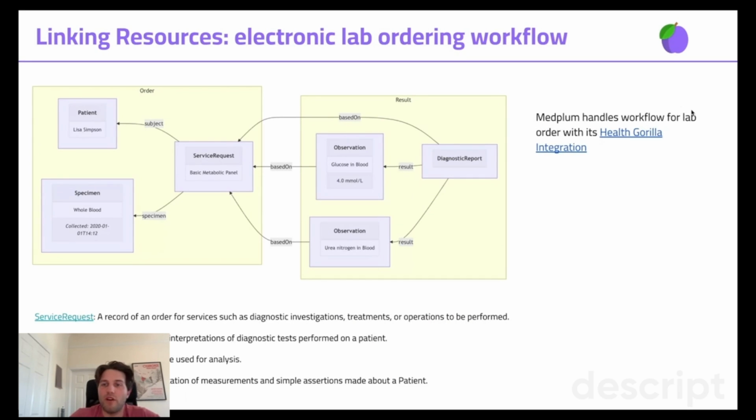So this workflow for a lab order, for example, would have a diagnostic report with an observation, maybe two. This example has two observations. Both these observations are based on the service request. This represents a field on the observation, and the result is a field on the diagnostic report. And the service request can then represent the lab order for that patient and specimen. And this is how we handle our Health Gorilla lab orders. This would be the connection with all the resources, and you can see how they all fit together.